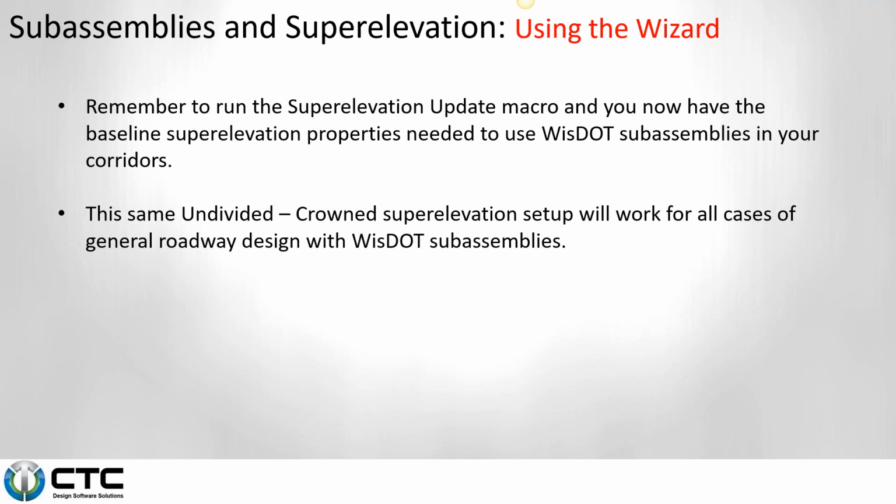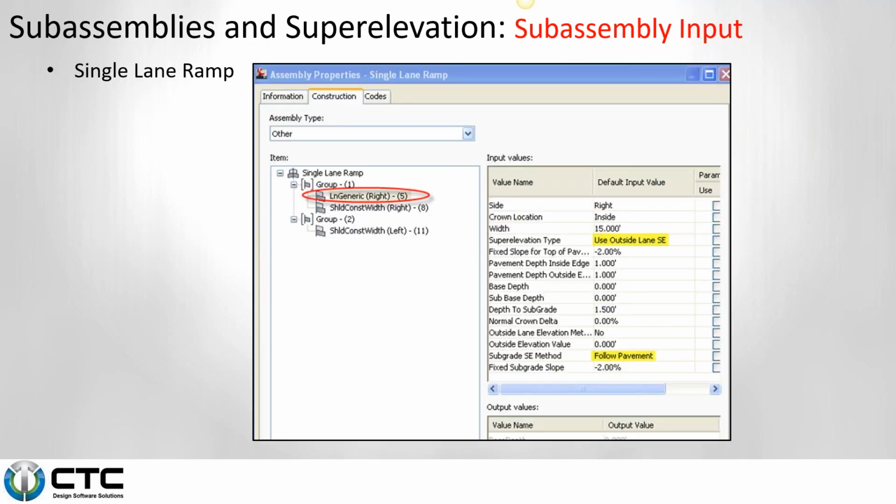So first, remember to run the superelevation update, and you'll have the baseline superelevation properties needed to use for the WisDOT subassemblies. The undivided crown superelevation setup, for most cases, will work in the general roadway design for WisDOT. So that undivided crown, back from the first screen, should work in most situations.